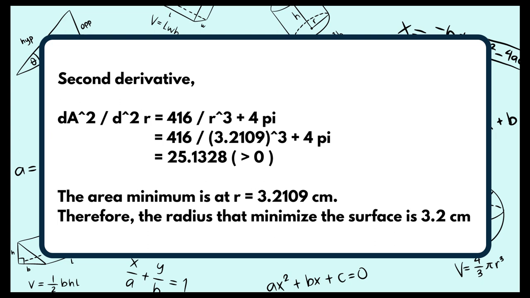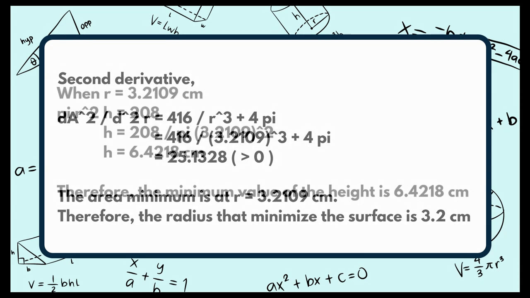Then we need to do the second derivative, which is d squared A over d r squared equals 416 over r cubed plus 4 pi, which equals 416 over 3.2109 cubed plus 4 pi, and the answer is 25.1328, which is more than 0. So the area is minimum at r equals 3.2109 centimeter. Therefore, the radius that minimizes the surface area is 3.2 centimeter.